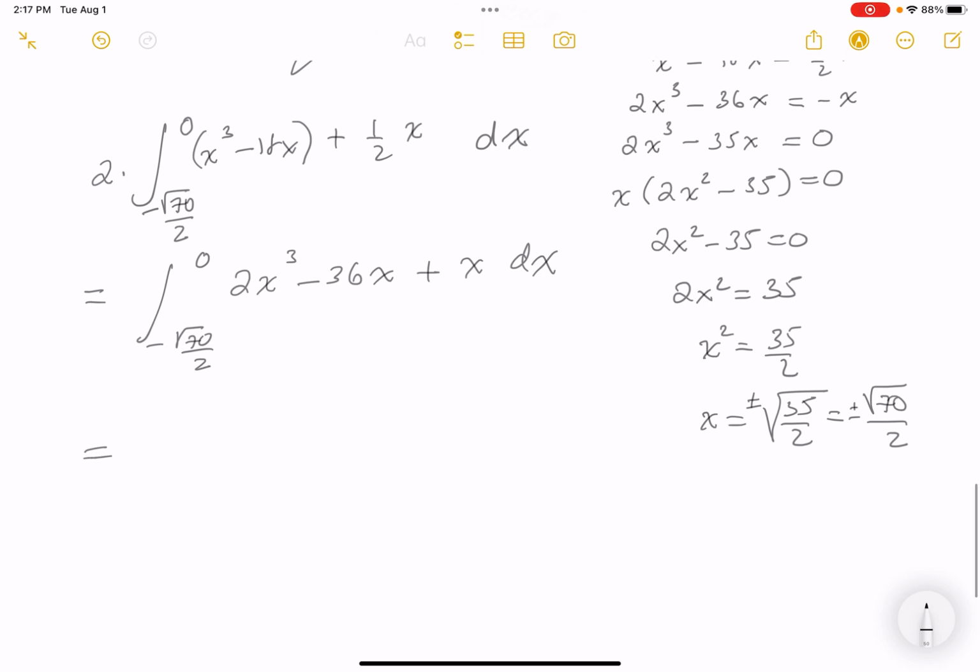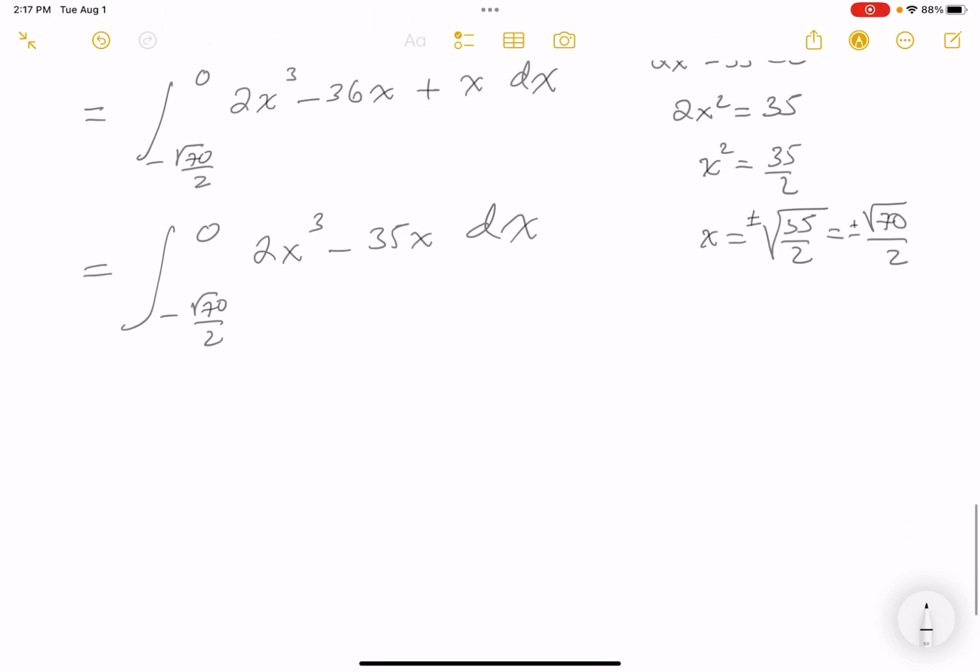Let's keep moving. Let's see, 2x cubed, I'm simplifying the integral, by the way, minus 35x. Boy, that's deja vu all over again, isn't it? Let's keep moving. And what do you get over here? The antiderivative. So what are you going to get? x to the 4th divided by 4. You have a 2 on top, you get 2 on the bottom. Not so bad. What do you get over here? Minus 35 x squared over 2. Limits of integration minus root 70 over 2 up to 0.